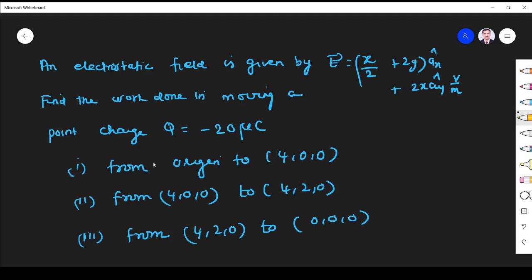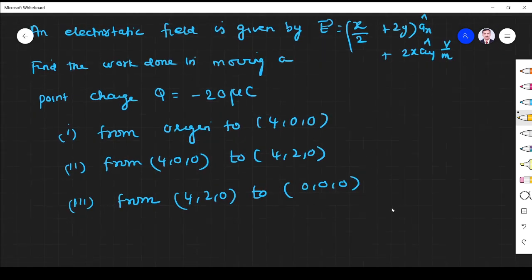An electrostatic field is given by E = (x/2 + 2y) ax + 2x ay volt per meter. Find the work done in moving a point charge q = -20 microcoulomb from origin to (4,0,0), from (4,0,0) to (4,2,0), from (4,2,0) to (0,0,0). Right? So, after solving this problem, we will understand why it is such a beautiful problem.